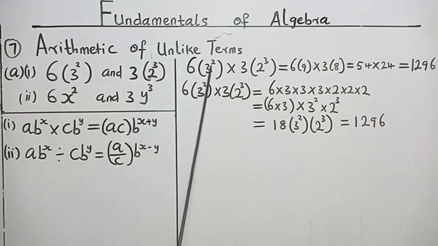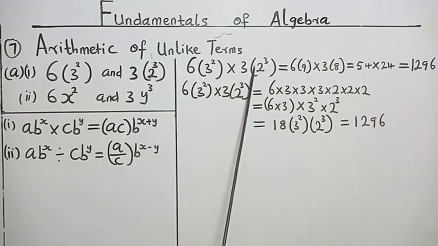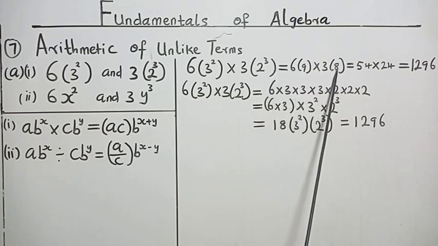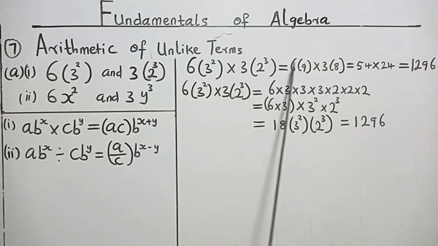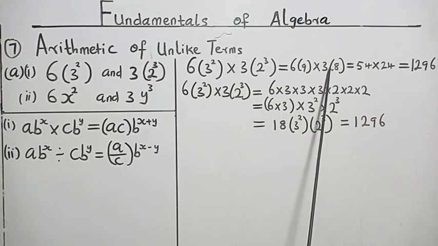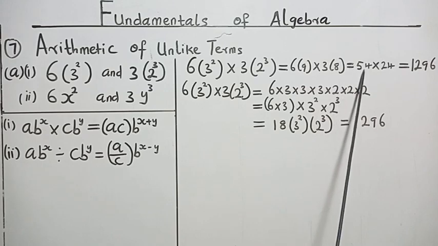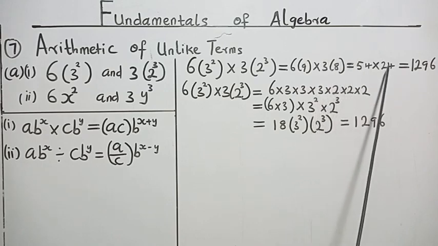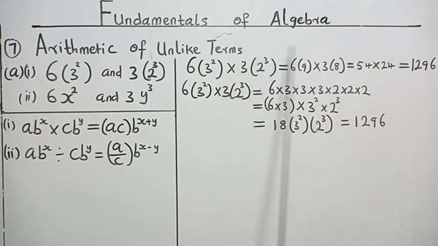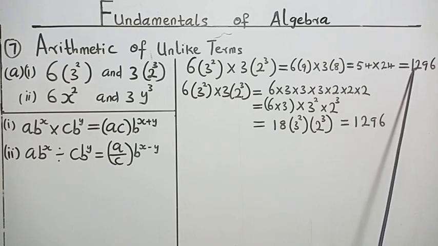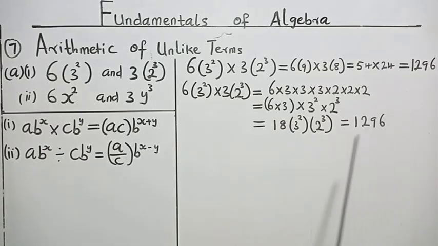6 bracket 3 to the power 2 times 3 bracket 2 to the power 3 is equal to 6 bracket 9 times 3 bracket 8. I hope you know how this came from here and how this one came from this expression. 6 bracket 9 is 54 and 3 bracket 8 is 24. So the whole thing is equal to 54 times 24, and the result is 1296.